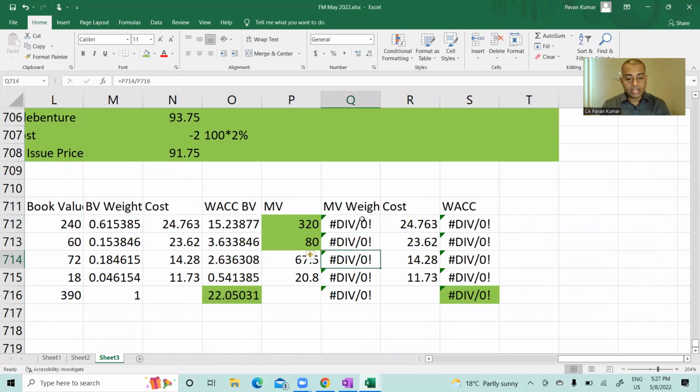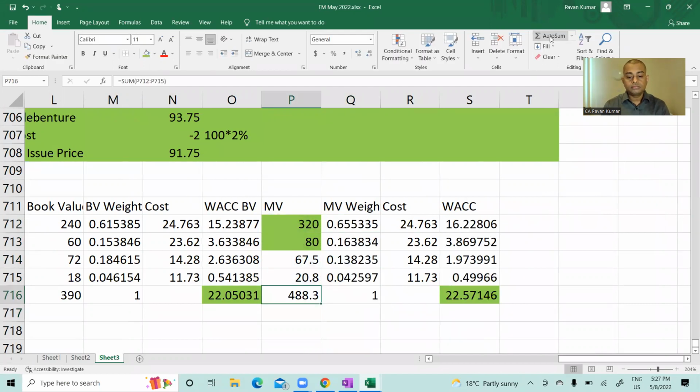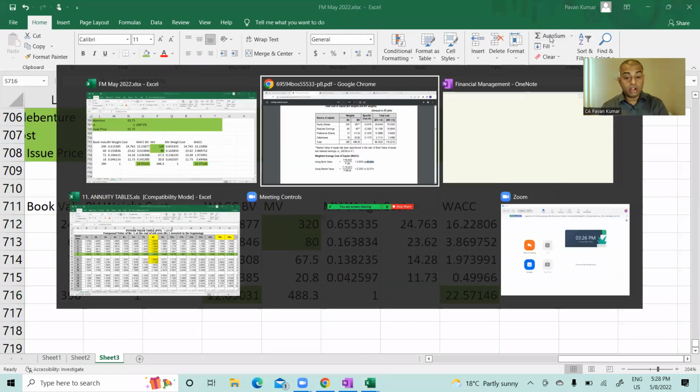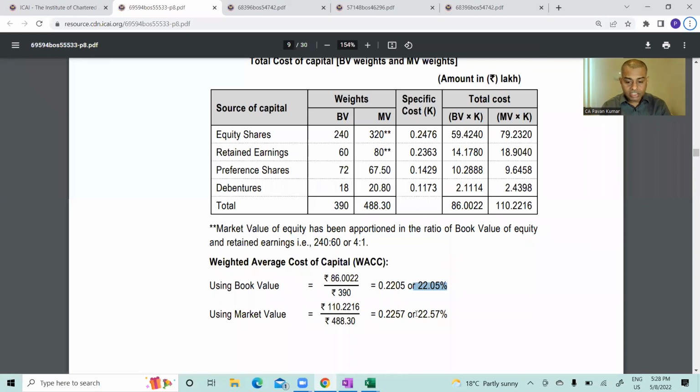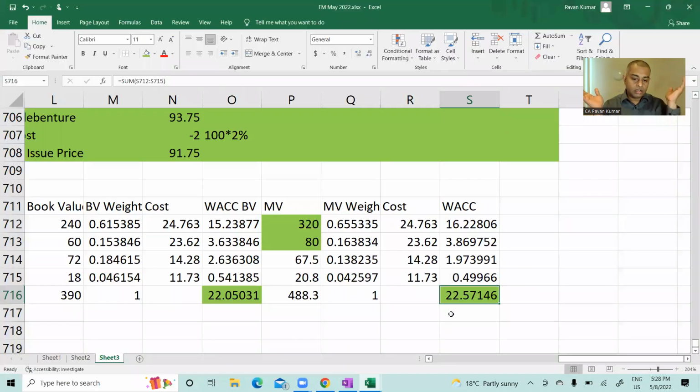Market value weights: guys, all of you try to solve this yourself. I got 22.57. ICAI also got 22.57. Answer is over. So the crux of this problem is calculating this 91.75. If you know how to calculate this 91.75, all the remaining problem you can easily manage.